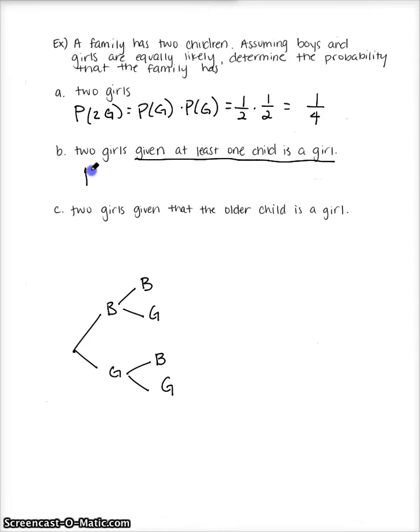So in this example, they want the probability of having 2 girls given that at least one child is a girl. So how many of these 4 outcomes have at least one that's a girl? Well, the first one is boy then boy, which doesn't count because it doesn't have at least one girl. Boy then girl, there's one. Girl then boy, that's another one. Girl then girl, that's another. So there are 3 outcomes in which there's at least one girl. Now, of those 3 outcomes, how many of those had 2 girls? Boy, girl, girl, boy, girl, girl, there is 1.